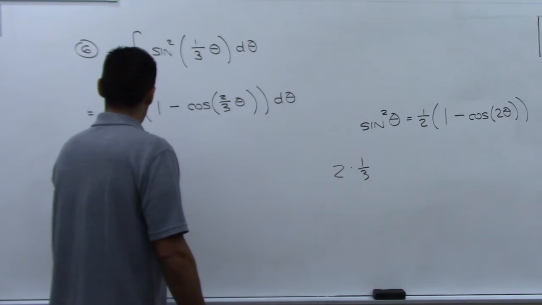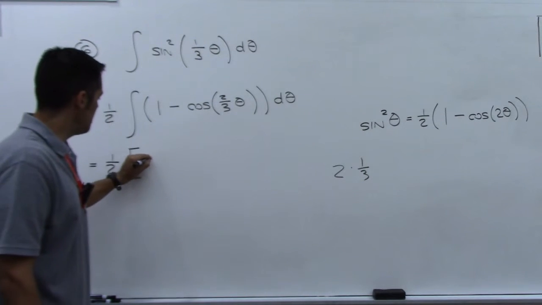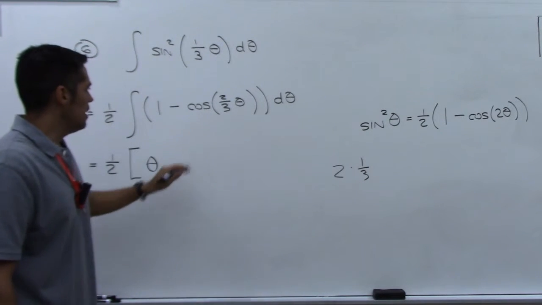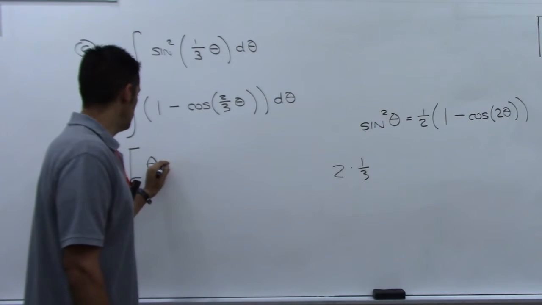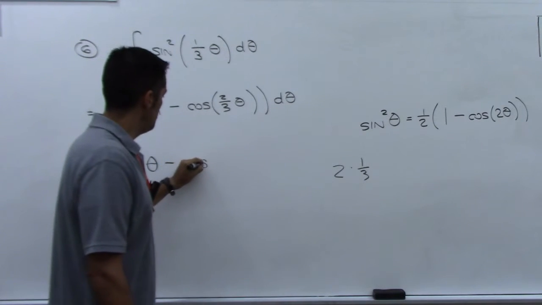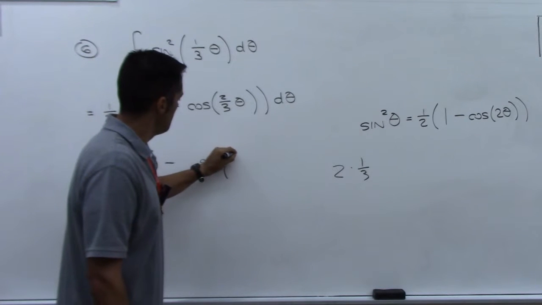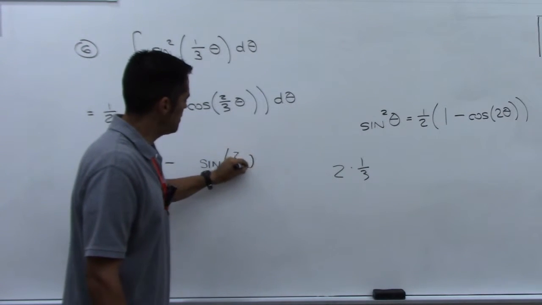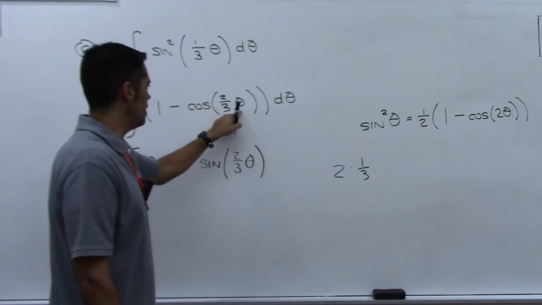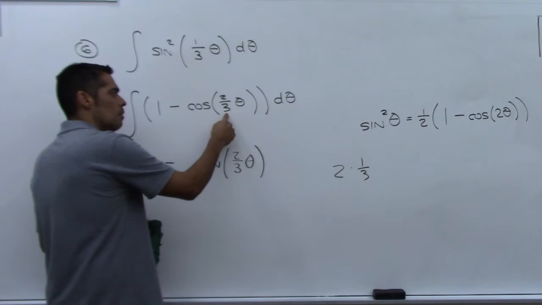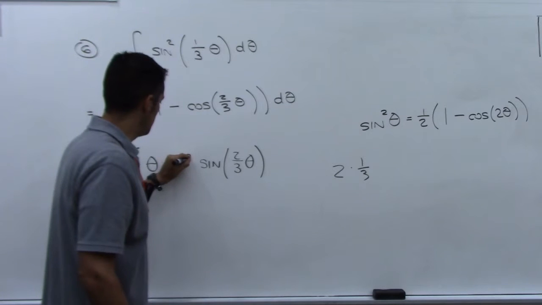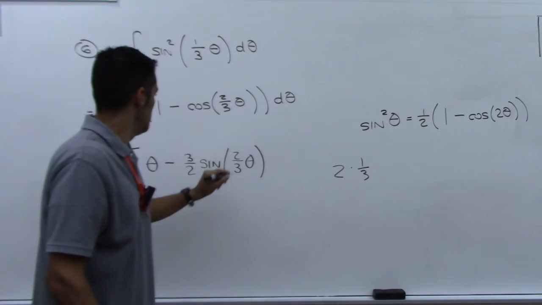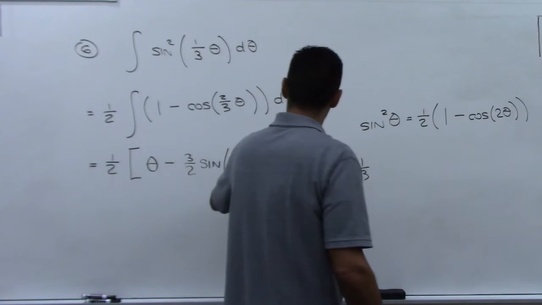1/2 here. Antiderivative of 1 is theta. The antiderivative of cosine is sine, and I have a minus here. And also, I have to scale, because this is linear in here, I have to scale by 1/a. So I do 1/2/3, which comes out to be 3/2. And then plus c.